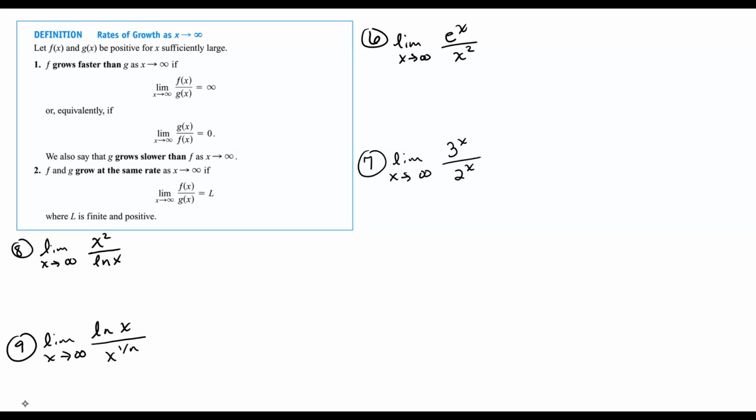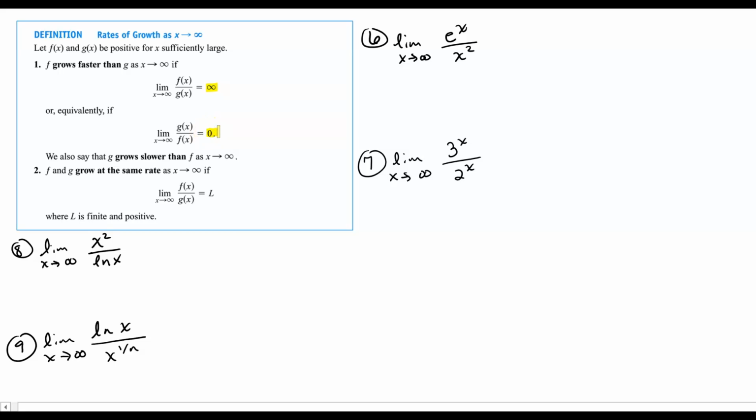Okay, but what we're going to do is we're going to apply limits in order to compare how fast one function grows in relation to another. Okay, so let's take a look here, and we're going to say that a function f grows faster than g if we take the limit as x approaches infinity, if the limit evaluates to be infinity. All right. Equivalently, we can say that g grows slower than f as we take the limit of x approaching infinity if the limit evaluates to be 0.